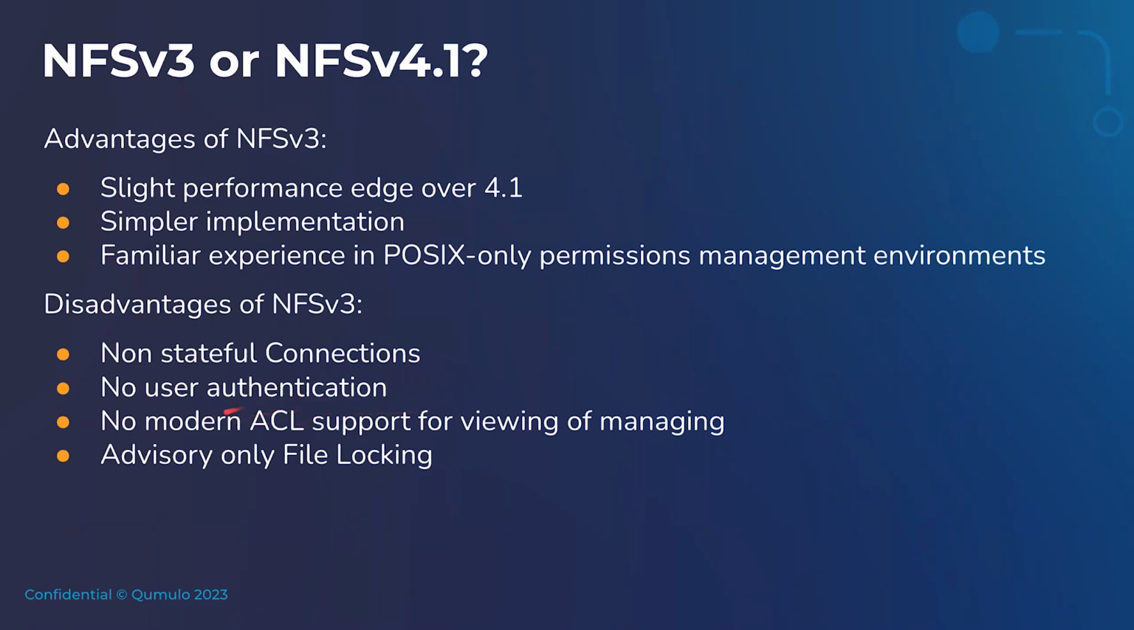You don't have support for modern ACLs, the V4.1 ACLs or NTFS ACLs. And you can't really view what the real permissions are over V3 because you just can't. There's no support for actually seeing these types of 4.1 ACLs. And you don't have real, true file locking. So if you have an environment that has a lot of concurrent access to files, 4.1 might provide you better data consistency.